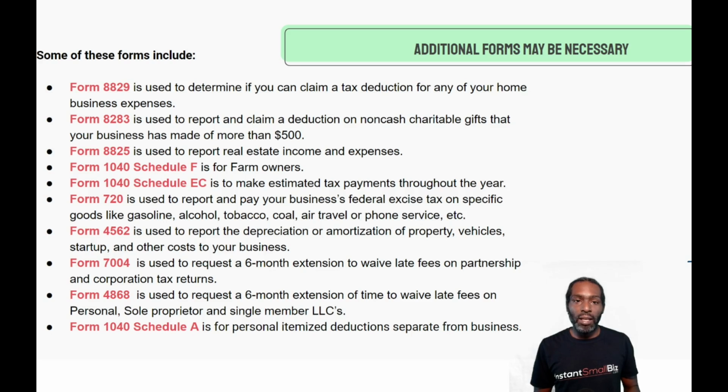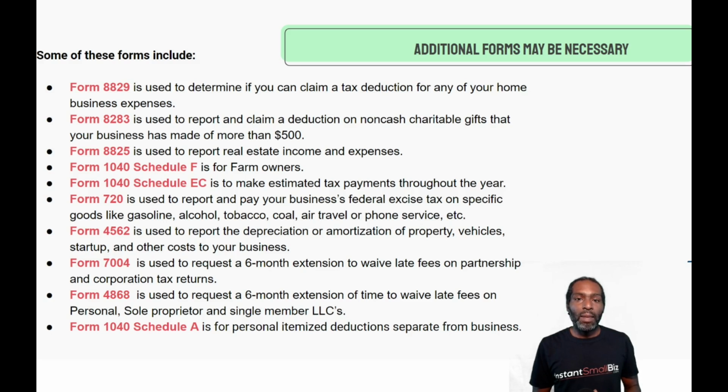The first one is the 8829. Form 8829 is for your home office. If you use part of your home as a home office or a warehouse, or you use your home as part of your business expenses, then you can put this information on your taxes to deduct those expenses. I'm going to go through these a little quickly because I'm going to give you access to this information, and we'll speak on these in more detail later in the course, so keep that in mind as well.